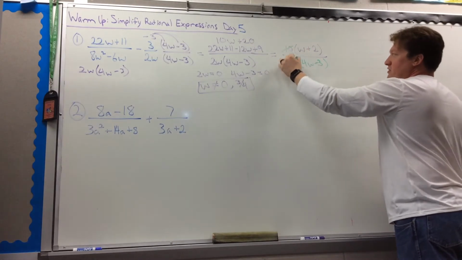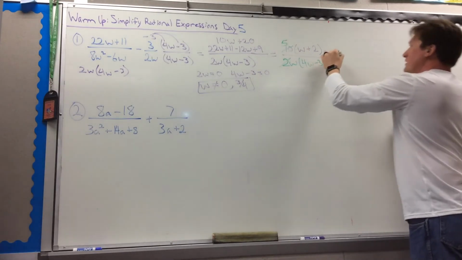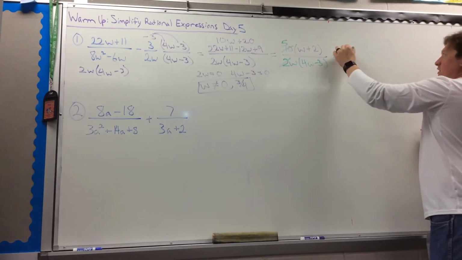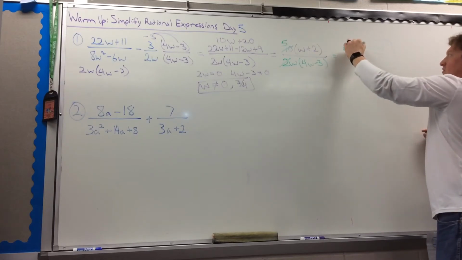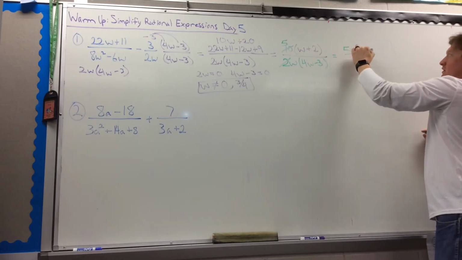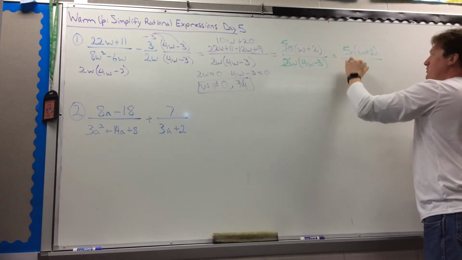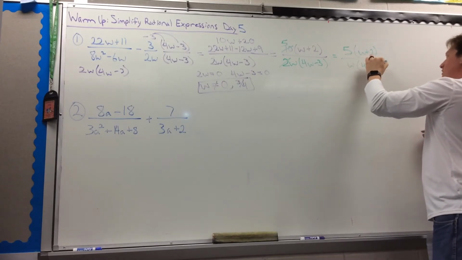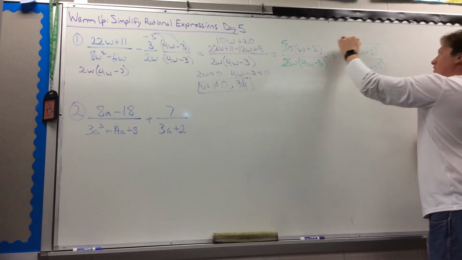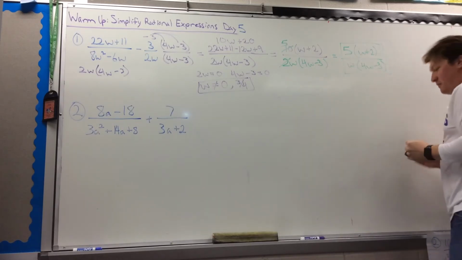You find out what you can simplify. The 10 and the 2 can cancel to give me a 5. So I'm left with this only. None of the other factors cancel. 5 times w plus 2, and then on the bottom, we have 4w minus 3. Nothing else can simplify. There's my final answer.